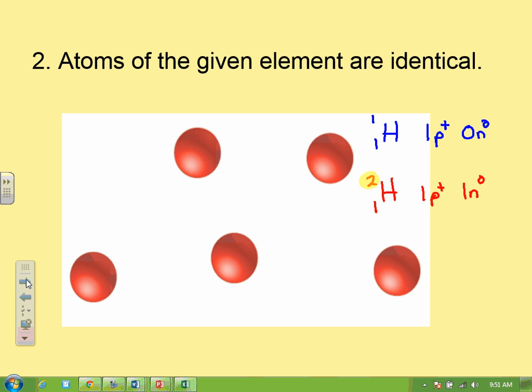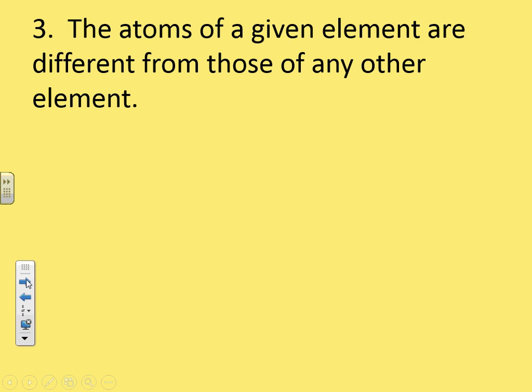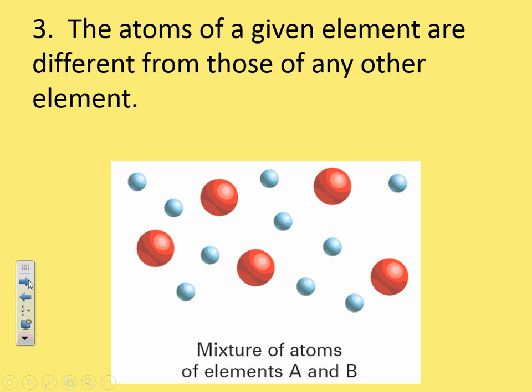The third point is that atoms of a given element are different from those of any other element, and we know this to be true today. If we say this red atom is oxygen, we now know that oxygen has 8 protons in it, and let's say this atom is hydrogen, and how many protons are in hydrogen? You look on your periodic table, or perhaps you just know it has 1. So this is a true statement to this day.